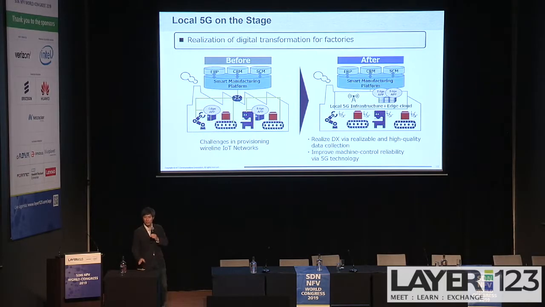Okay, another use case is coming on the stage, which is local 5G. Let's take the example of the factory use case. The challenge we see so far is that the current wireline IoT network inside the factory makes the IoT facility a big mess. And this hinders greatly the digital transformation of those factory customers.